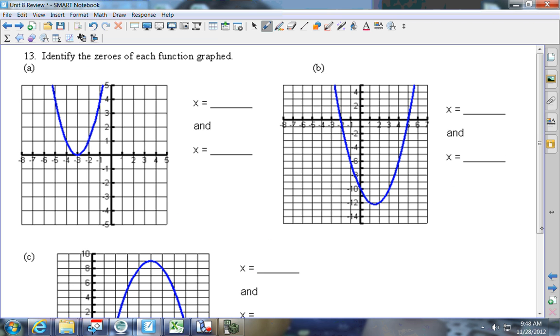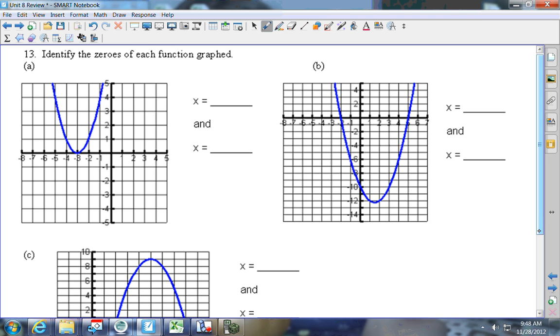These shouldn't be too bad. It says identify the zeros of each function. What's another name for zeros? X-intercepts. What else? If they ask you for the roots and solutions. Well, right here. It crosses only in one spot. It's only -3.